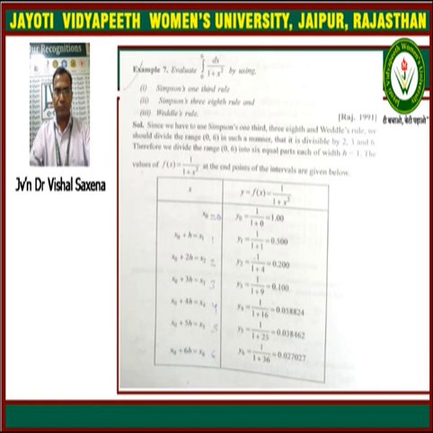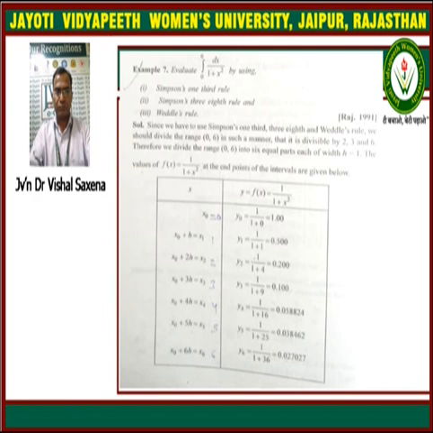So how can we apply them? Here the function f(x) is 1 upon 1 plus x squared. First, what is the limit x0? x0 is 0, the initial limit a is 0, and b is 6. Then we have to decide what h is. We are taking h as 1 in this question, but we can also take h as any other value. So x0 is 0, x1 is 1, x2 is 2, then 3, 4, 5, and x6 will be 6.